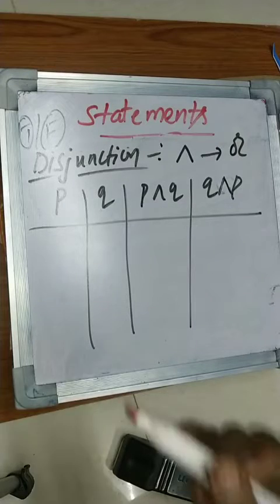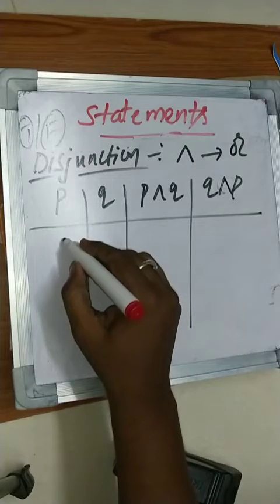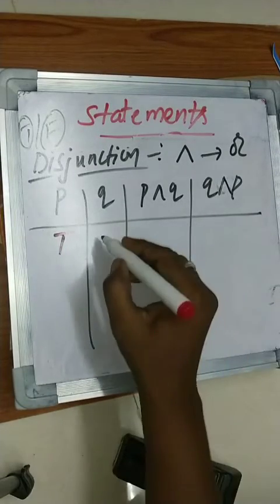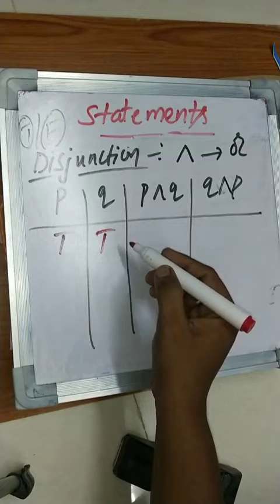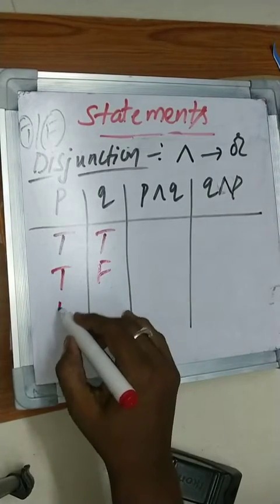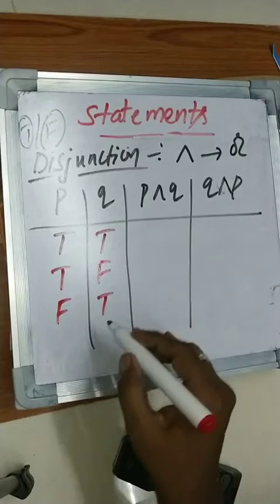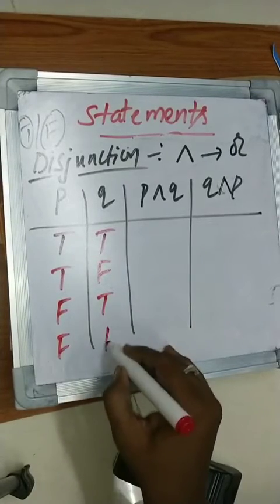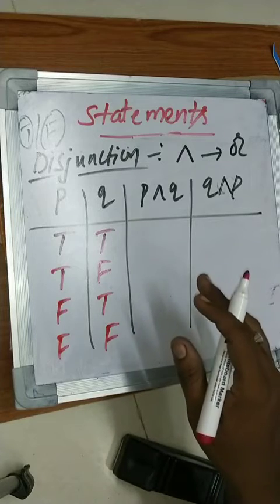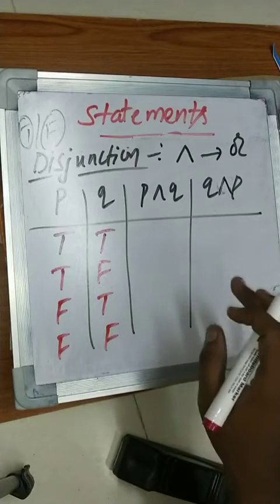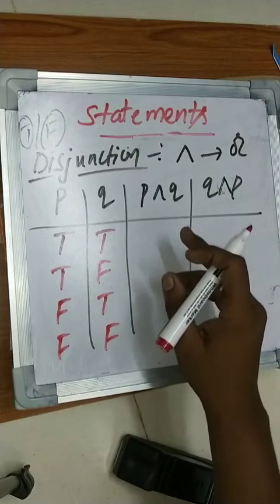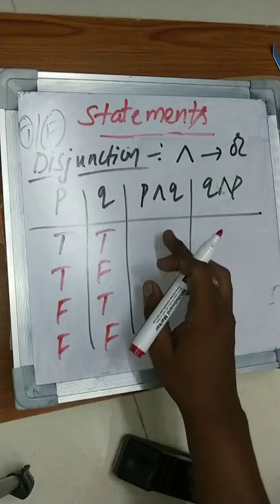So when we have two statements, the truth values will be either both statements true, or one of them true and the other false, or one of them false and then the other true, or else both the statements false. So normally keep it in mind like TT, TF, FT, FF, whenever we have two statements. Now what will be its P or Q?